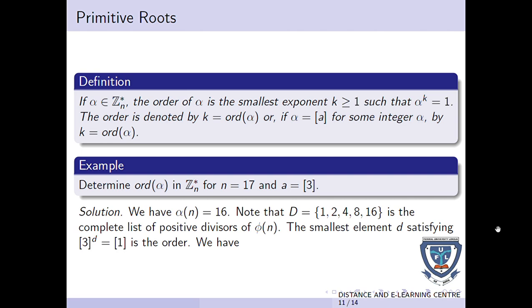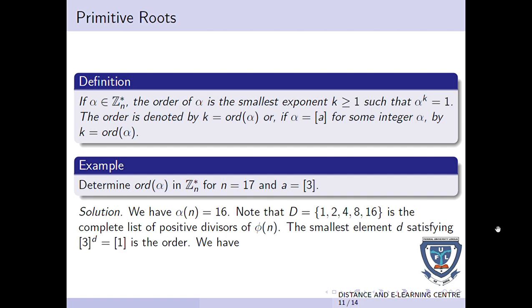Now, primitive roots. Let's begin by definition. If alpha is an element of Z star modulo n, the order of alpha is the smallest exponent k such that alpha raised to power k will be equal to 1. That is the definition of order. Okay, now let's look at an example. We should determine the order of alpha in Z star n when n is 17 and a is 3, the congruence class modulo 17.